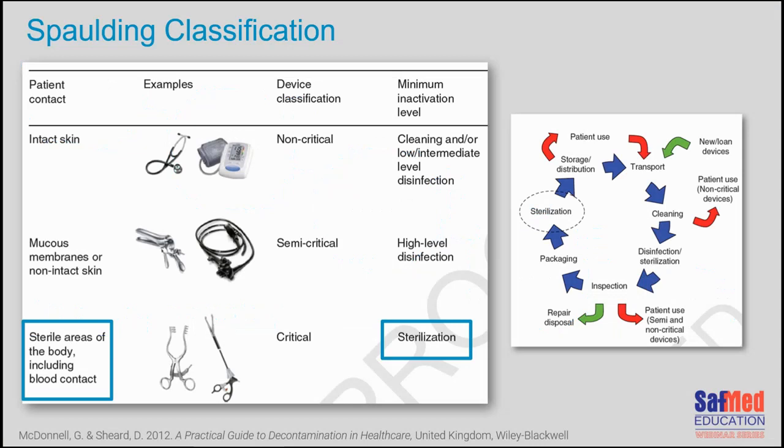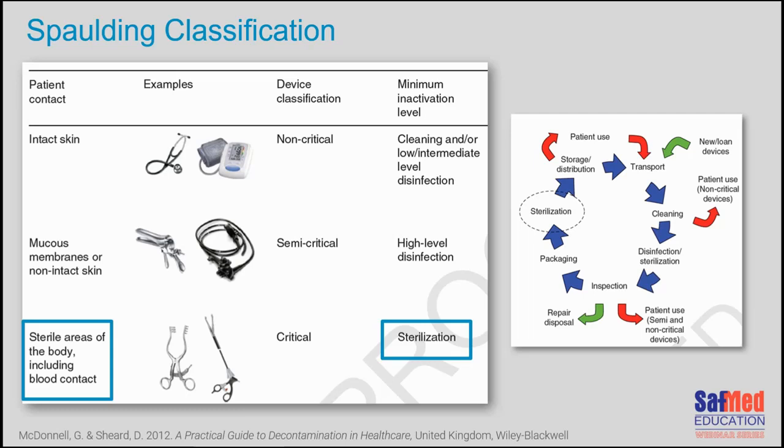Right, Spaulding's classification. You know it well, or you should know it well. Spaulding's classification reminds us of how we need to decontaminate our instruments. A device that's coming into contact with intact skin is a non-critical device and needs to be cleaned. A device that's coming into contact with mucous membranes or non-intact skin is defined as a semi-critical device and requires high-level disinfection. And those devices that are going to be coming into contact with sterile areas of the body or blood are defined as a critical device and need to be sterile. But what does sterile actually mean? It's a very good question.